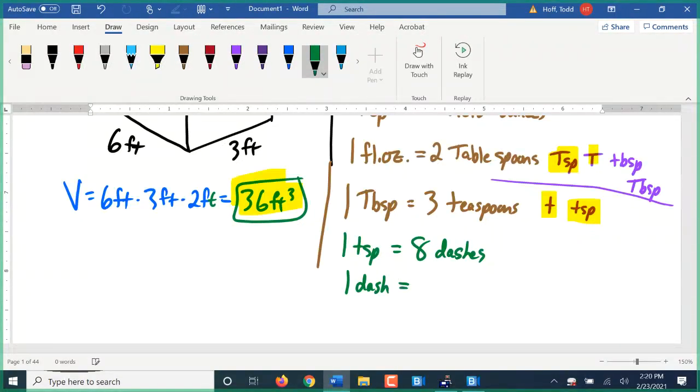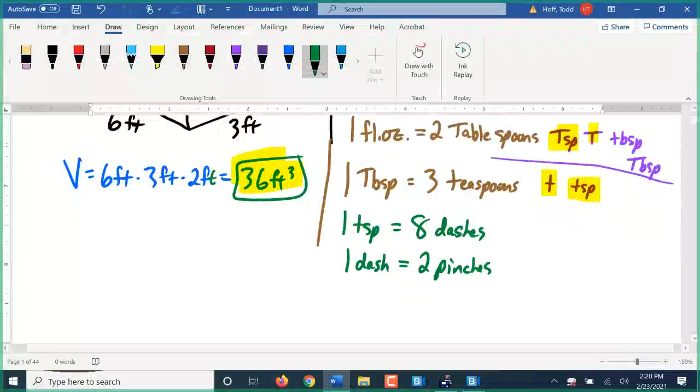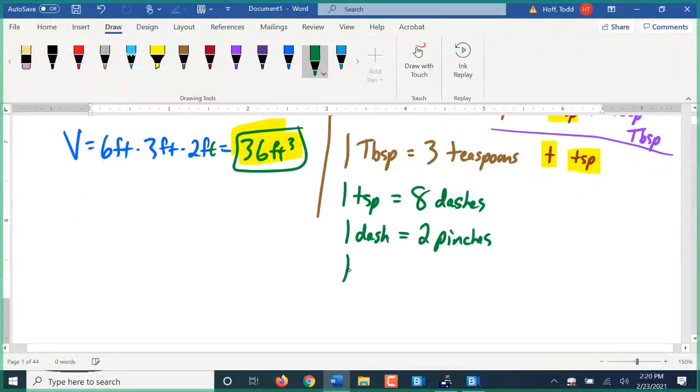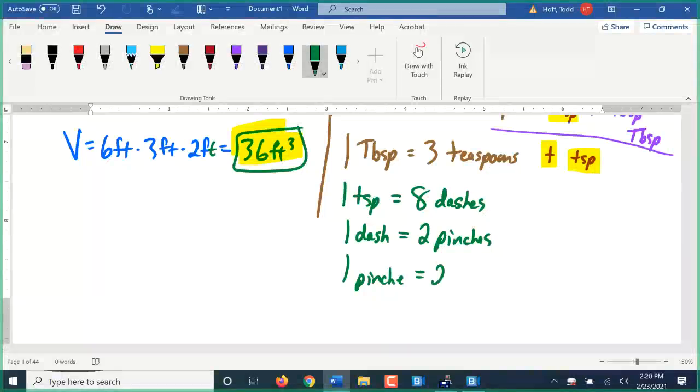1 dash contains 2 pinches. A pinch is exactly what you think. You reach down into the spice or the flour or whatever, and you pinch your fingers together. What's between your fingers goes into the recipe. And if they're smaller, there's another: 1 pinch is equal to 2 smidgens.